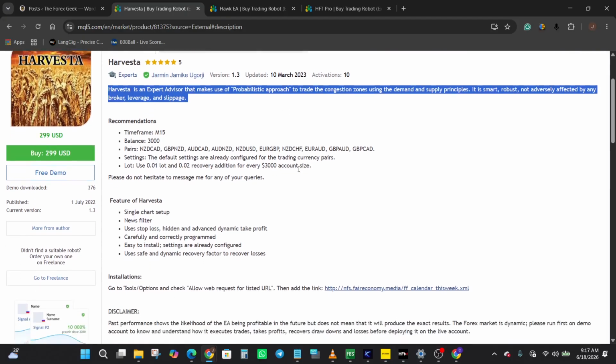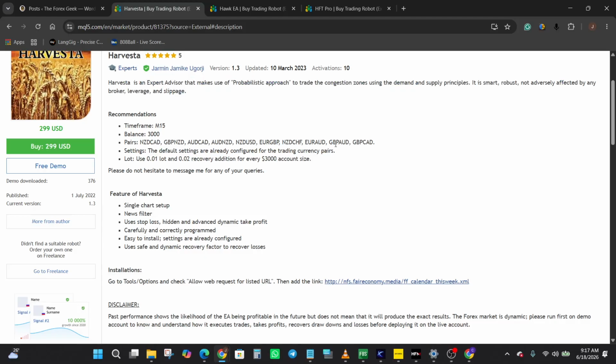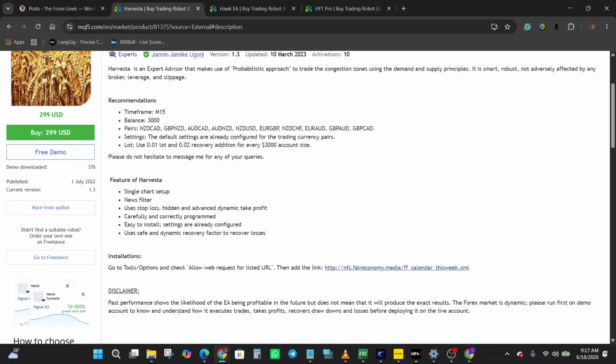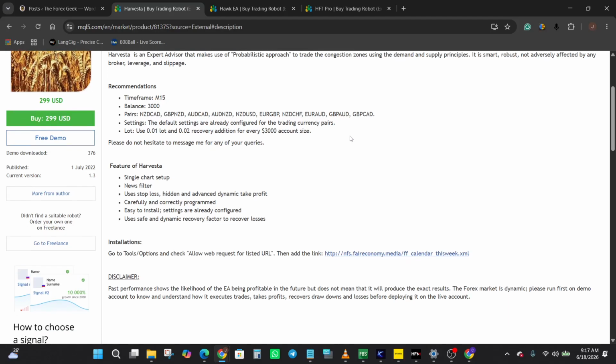As I scroll through the page, the developer highlights that the EA is intended to be robust across different trading environments, with claims that it is not heavily affected by broker conditions, leverage, or slippage. Now, while I'm just observing what is written here, that's the main positioning of the system on the marketplace.